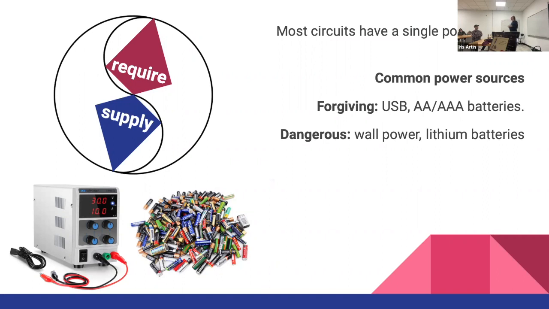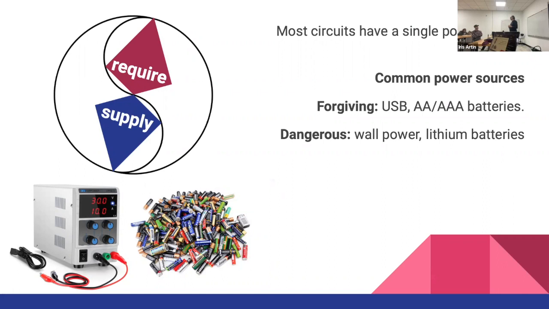It's really easy to hurt yourself. It's really easy to set things on fire with wall power if you don't know what you're doing. Just don't. And the one that is a little more deceptive is lithium batteries, which are very common in consumer devices. All our phones have lithium batteries in them, but working with them safely is not as easy as it might seem.